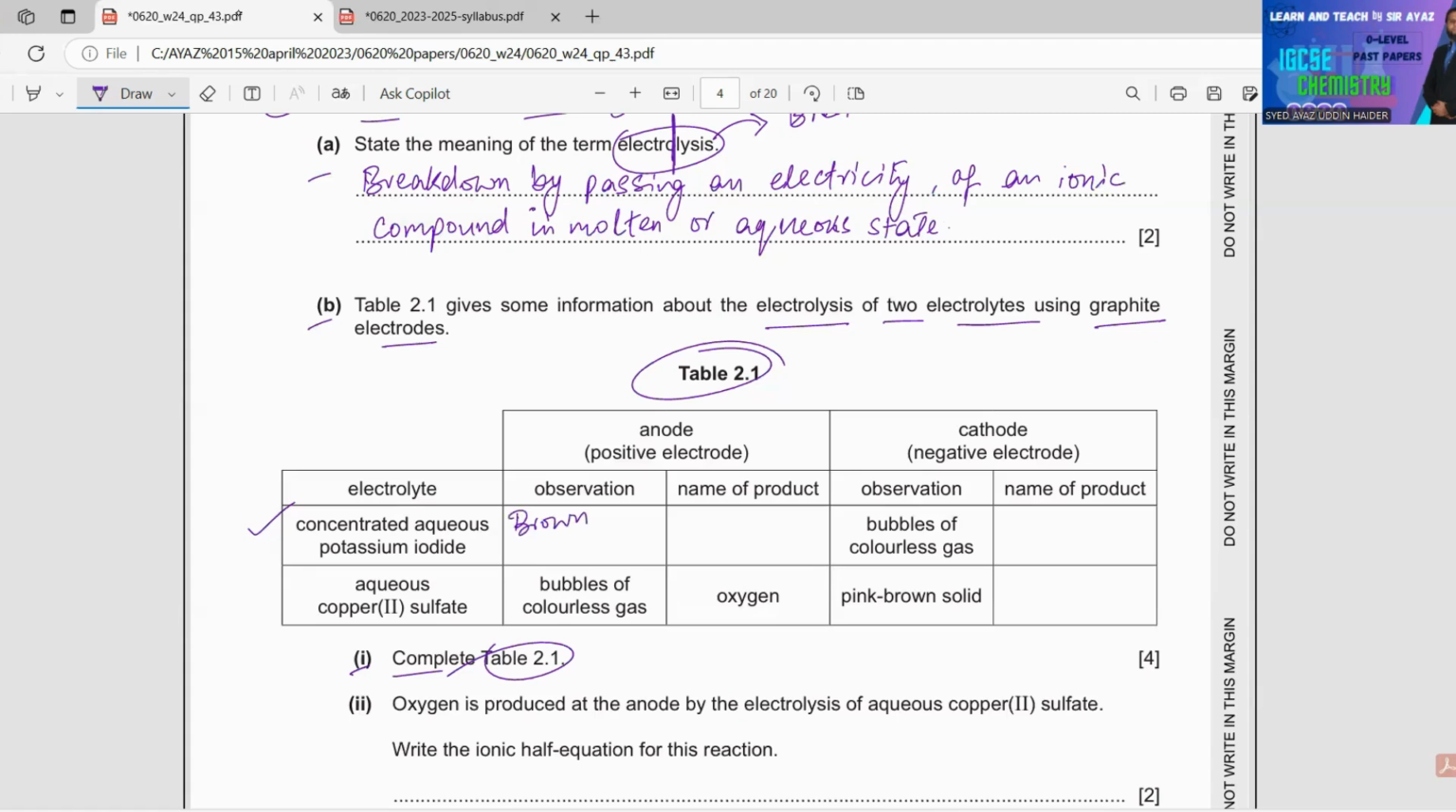Brown solution or black solid. Both are correct. And the name of the product is iodine.